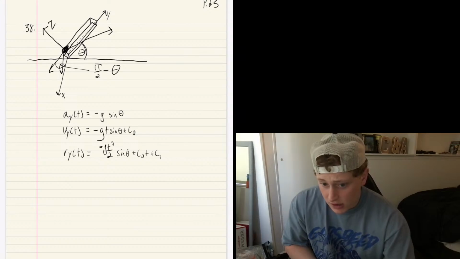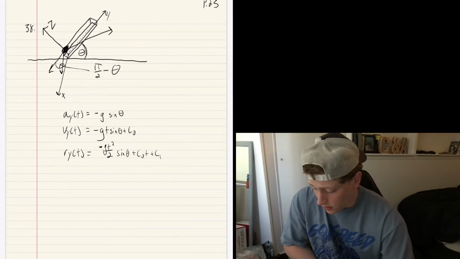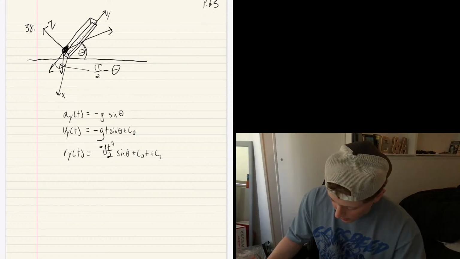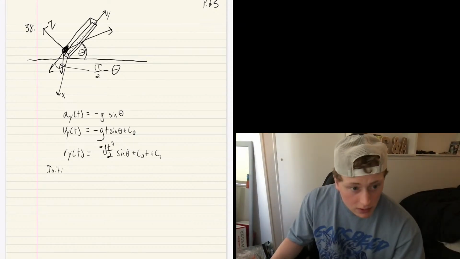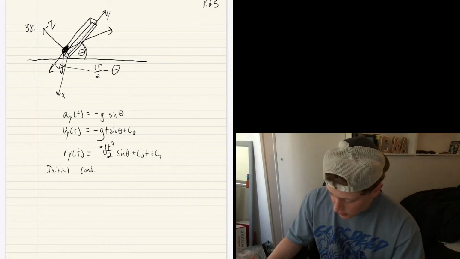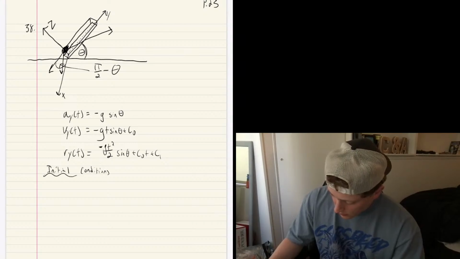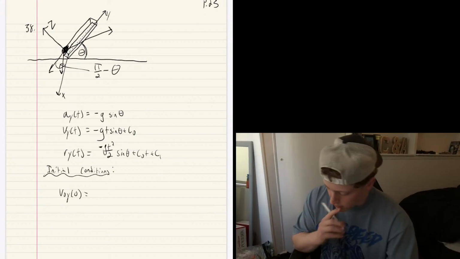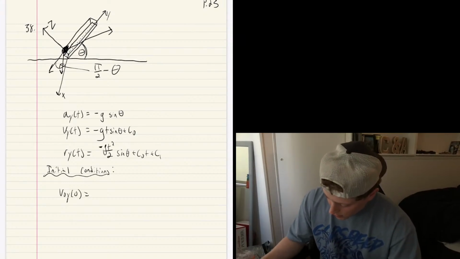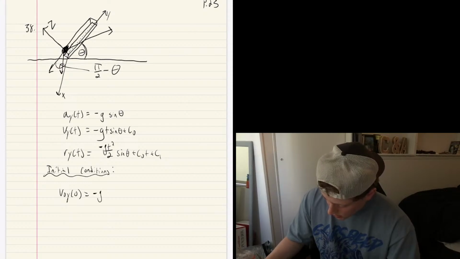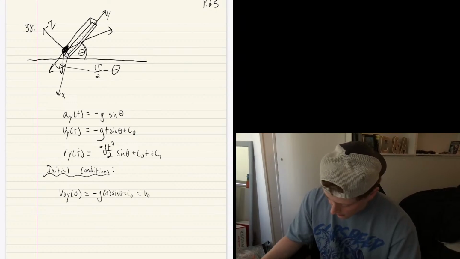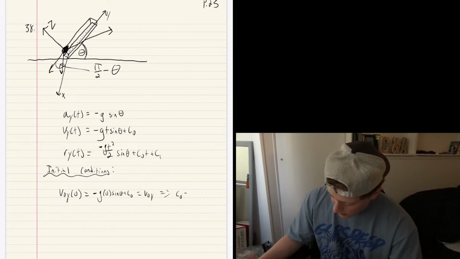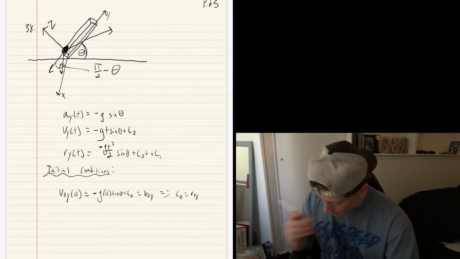It has initial velocity of v0y. So, initial conditions. So this is connected, right? Initial conditions. This gives us v0y of 0 is equal to negative g times 0 times sine theta plus c0, which is equal to v0y. So obviously this means c0 is equal to v0y.